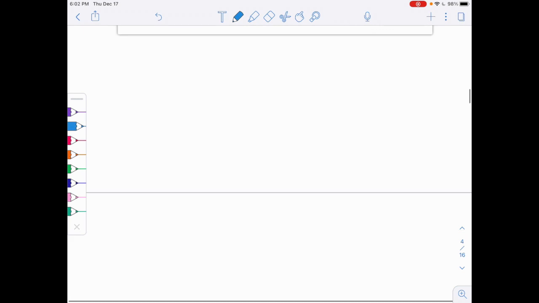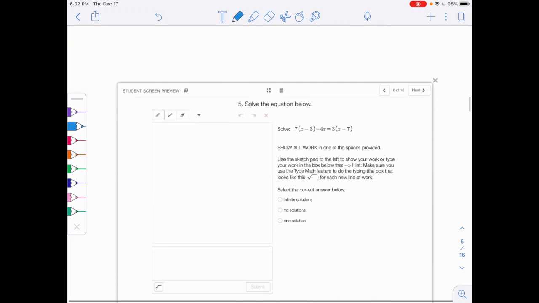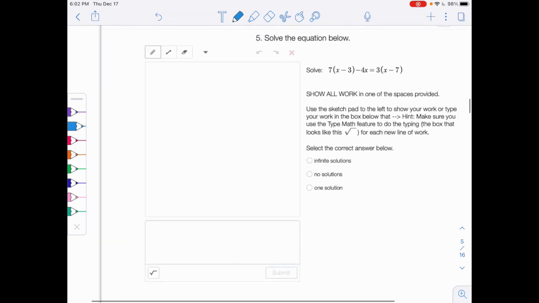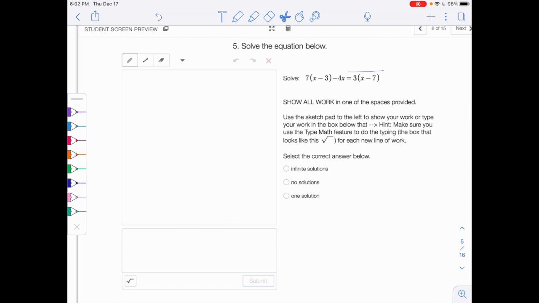So those are some literal equations, which you will see problems similar to that on your test. Now we're going to solve the equation. So again, I'm just going to copy and paste this problem into the box. Yours already has it. I don't know, for some reason when I do this, it disappears. But there we go. So to solve this, I'm going to distribute first. That is the best case scenario. Get rid of those parentheses and distribute. So I'm at 7x minus 21 minus 4x equals 3x minus 21.